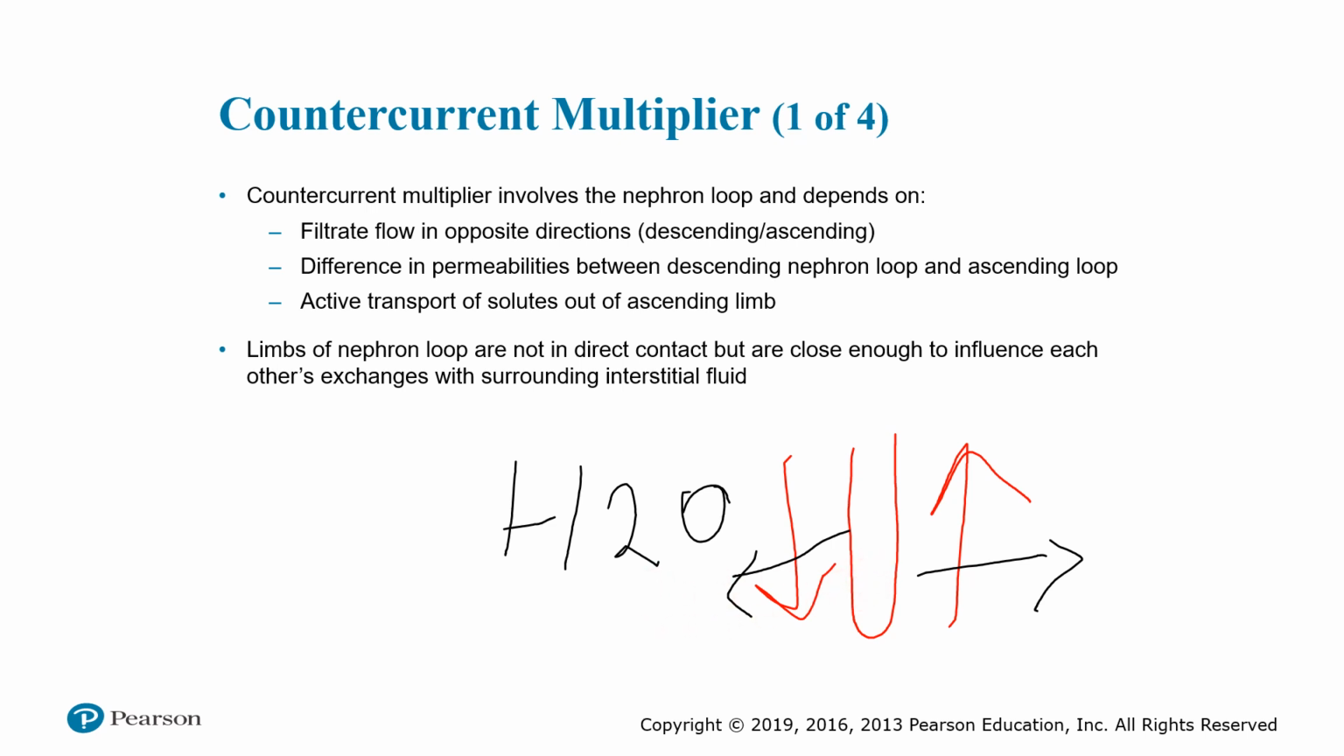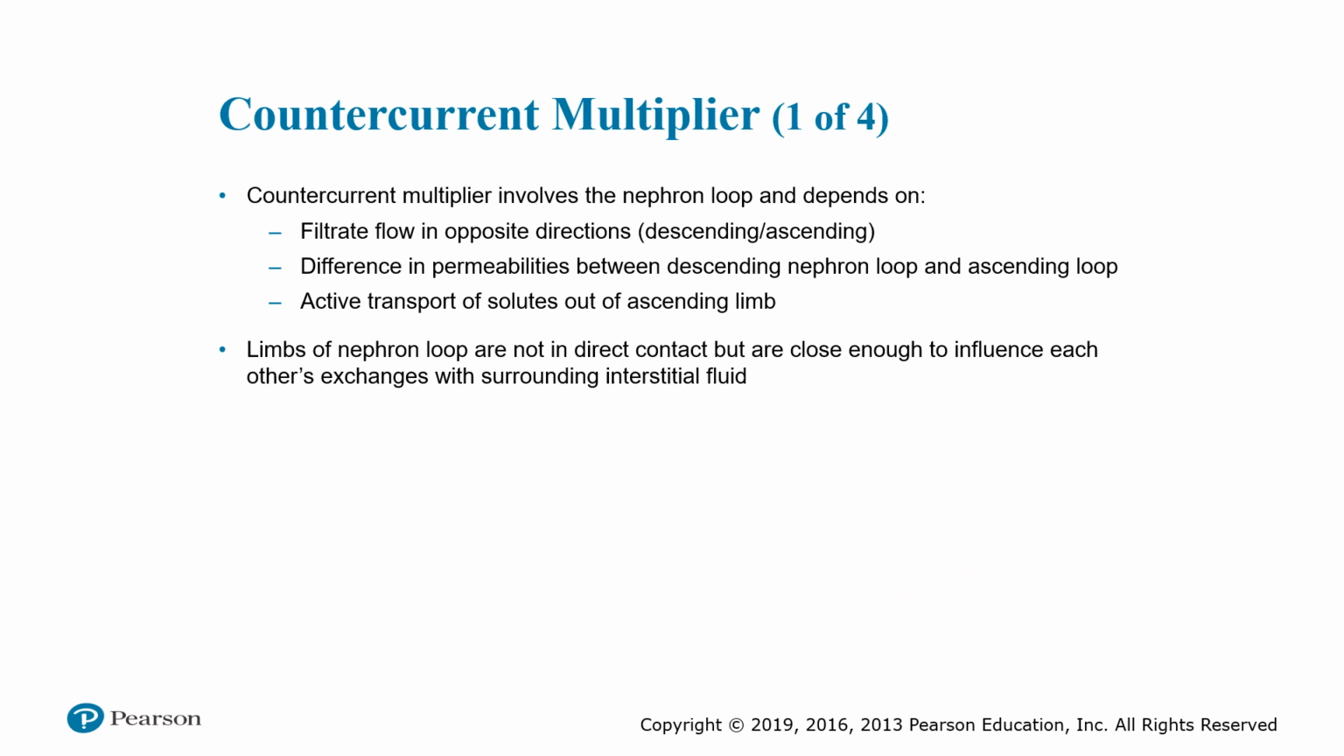salty. Now these limbs of the nephron are close to each other. Because they are close to each other, they can influence each other through the interstitial space between them. And the osmolality of the fluid in that interstitial space is going to affect the other limb.